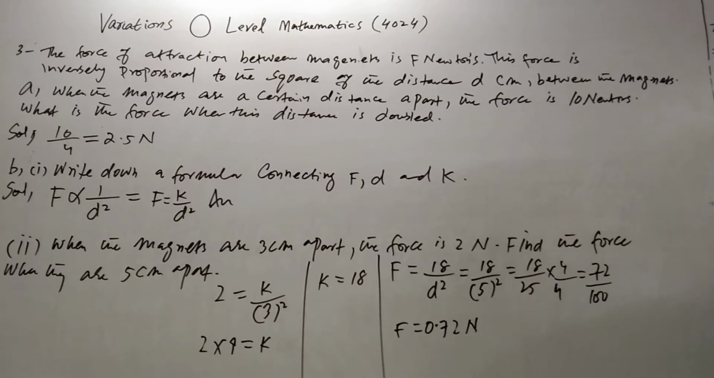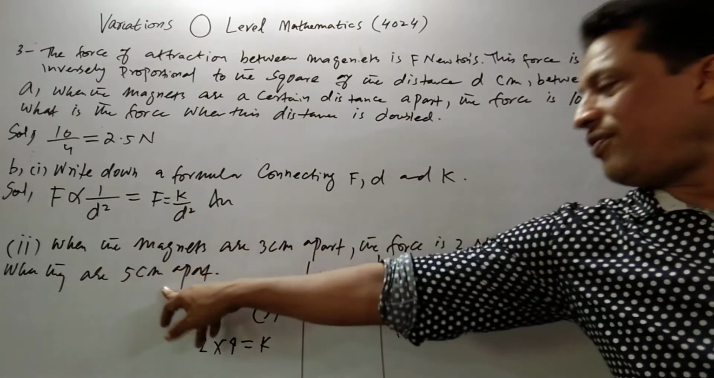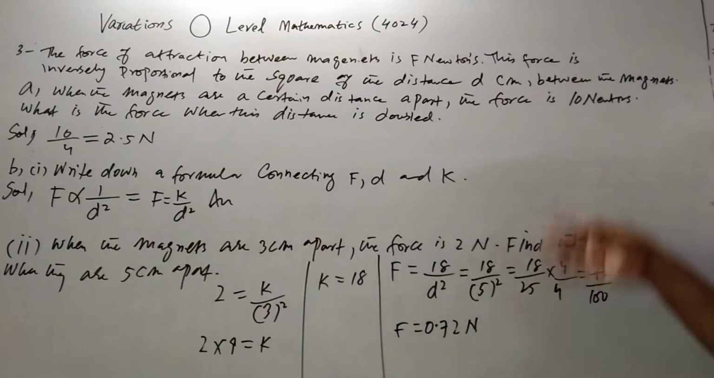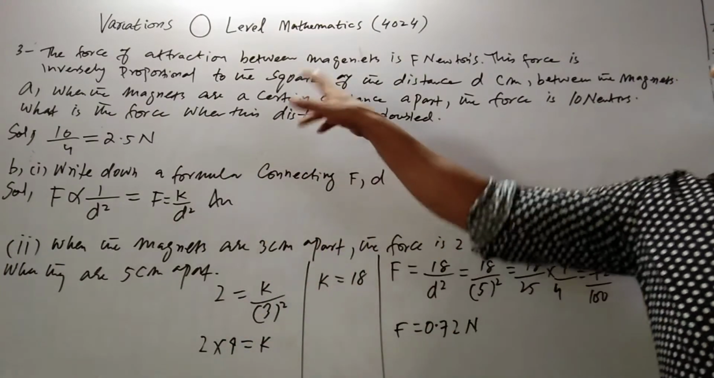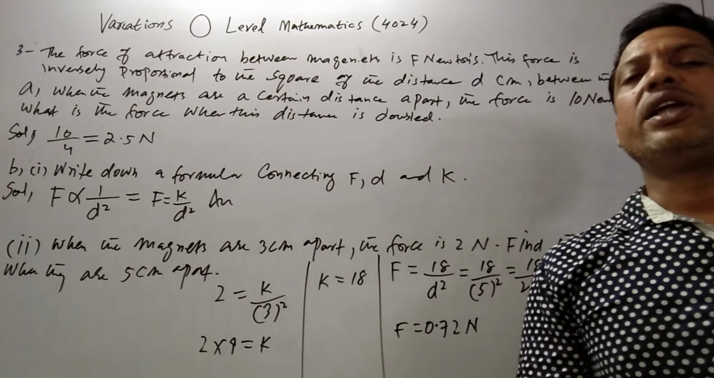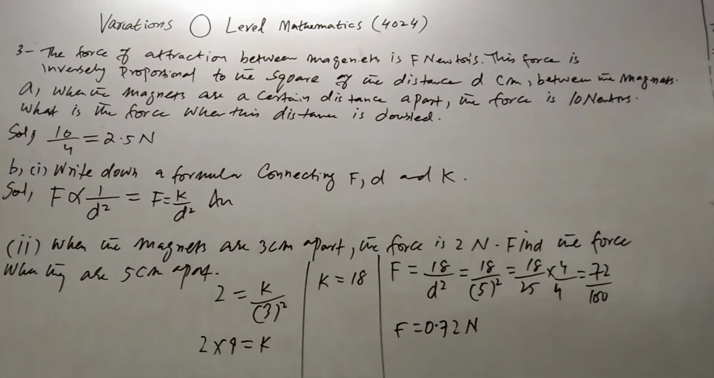Now, you can see if distance is 3, the force is 2, the distance is 5, then the force is 0.72. So, there is the inverse relation. And in physics, this relation is called Newton's law of gravitation. I hope you understand this question. Very interesting question.